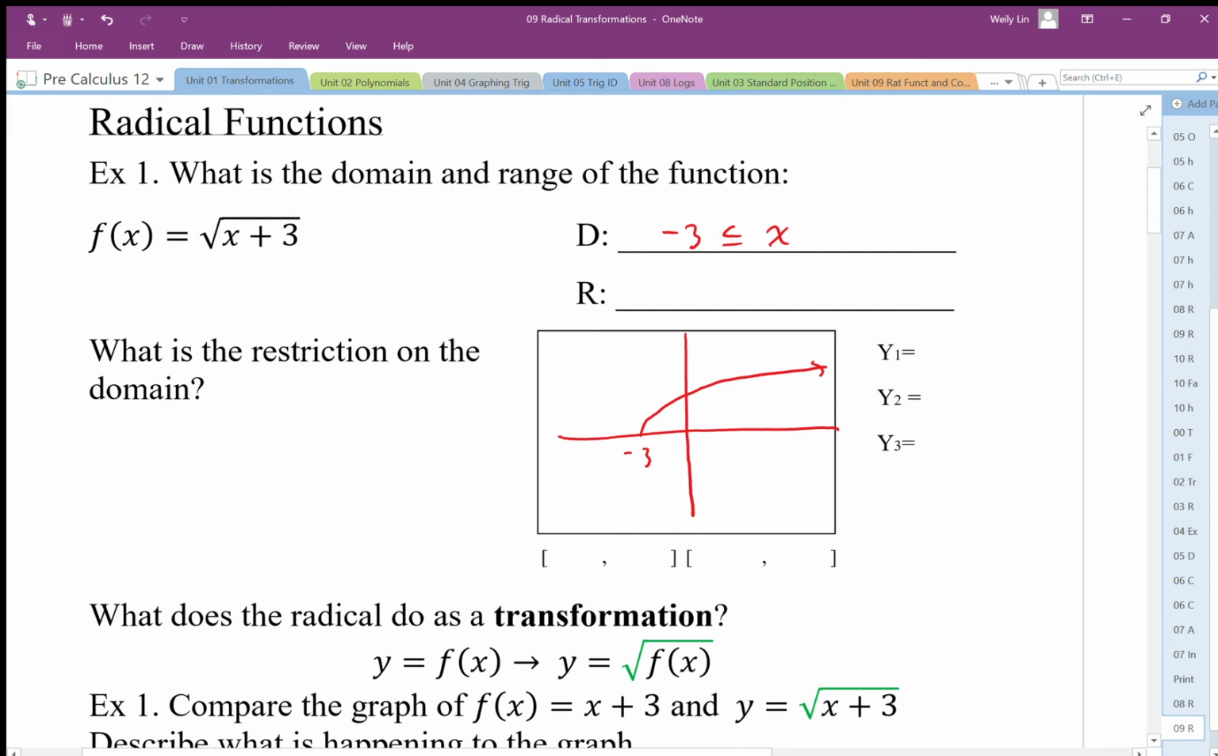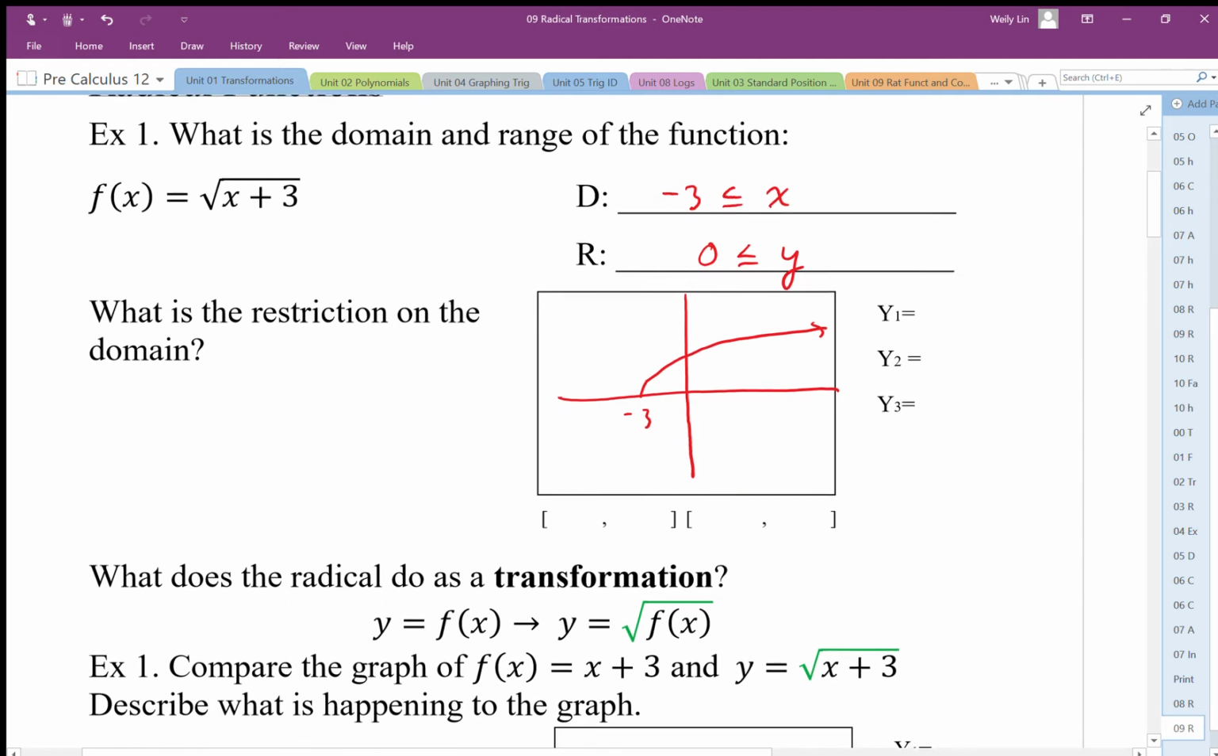And same thing with the range. We can say that the range has no change, so the range is going to be greater than or equal to 0. So this can be done through the transformation perspective. We could also think of this from the function that we can't square root negatives, and we know that we can't go any smaller than -3.